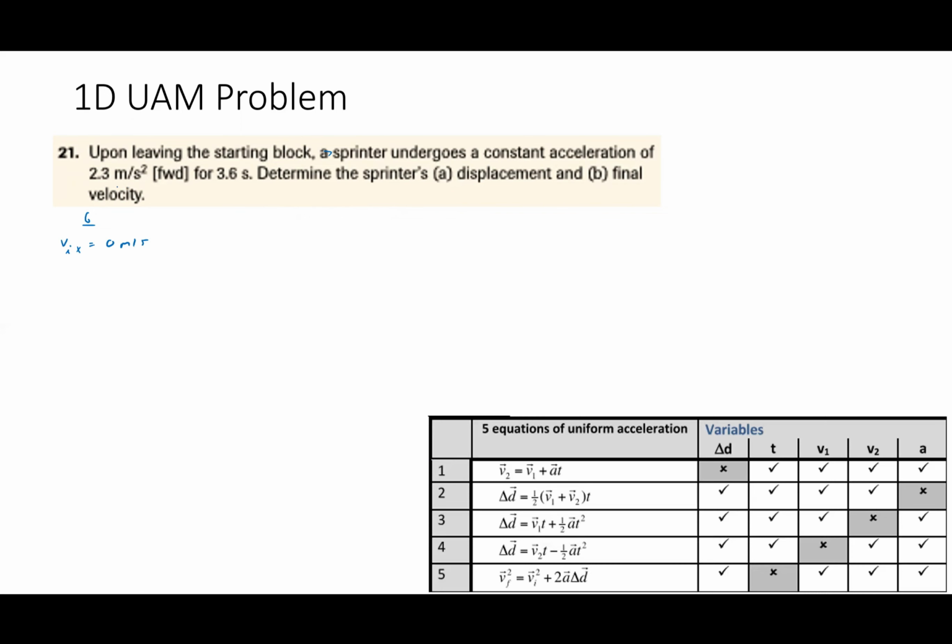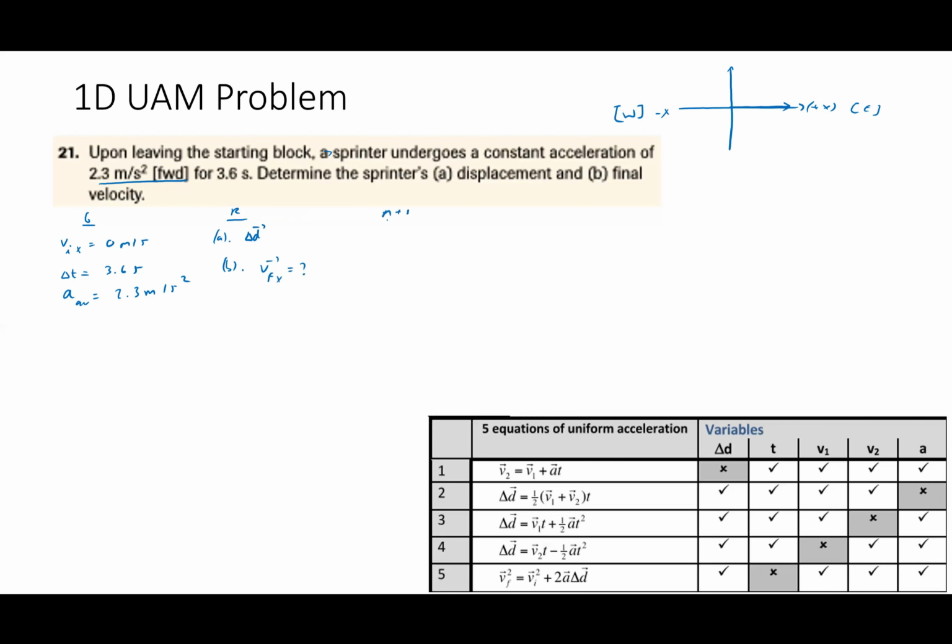And we have a constant acceleration, and forward, let's say, is in this direction. So this is positive x, backward is negative x. Or you can think about this as east and west. It's really your call. So that's your initial velocity, and the time difference here is 3.6 seconds. And the average acceleration, which is constant, so this indicates that we can use UAM, is 2.3 meters per second squared. So far it seems like all of our units are in SI units. Now the first thing you want to find here is the displacement. The second thing you want to find is the final velocity.